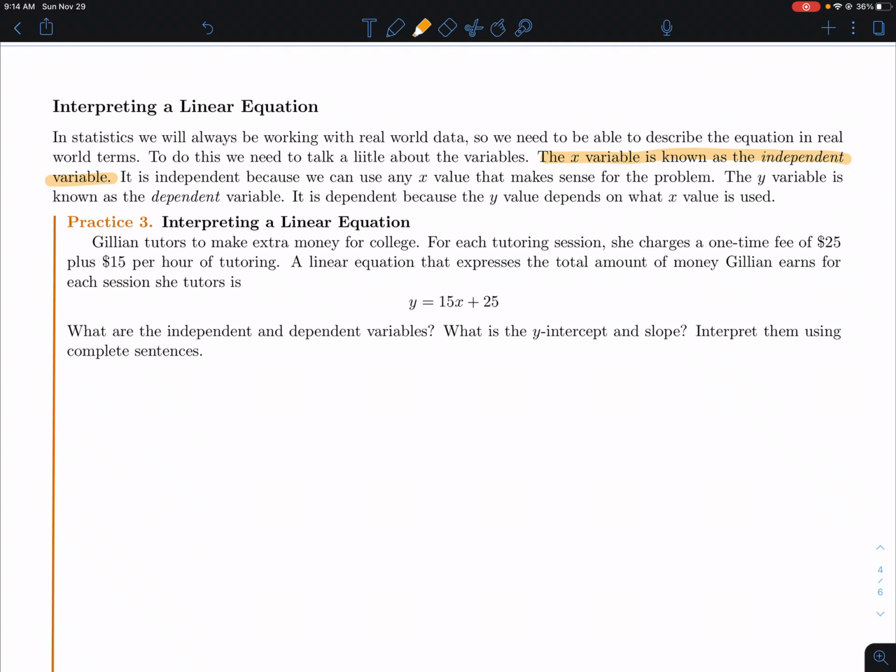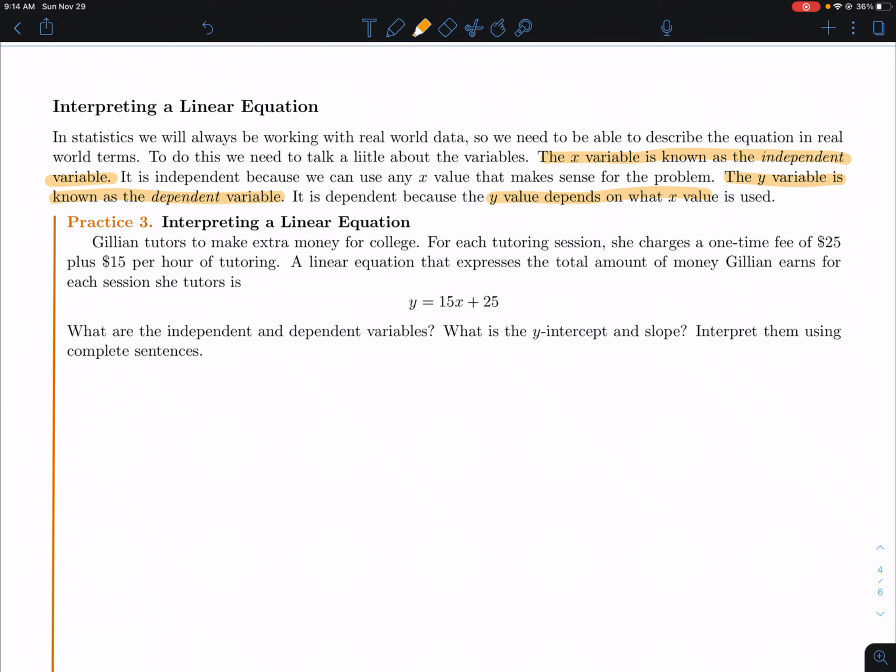And then the y variable is what's called the dependent variable. Again, it's dependent because you can't figure out y unless you know what x is. Once you tell me x, then I can figure out y, but I can't automatically figure out y unless I know what x is.